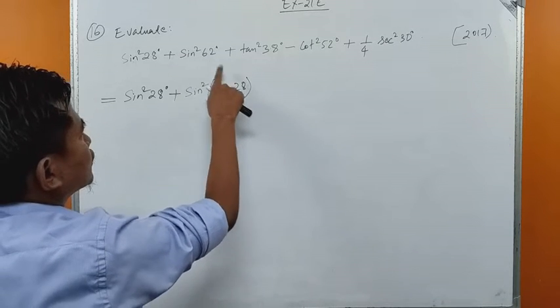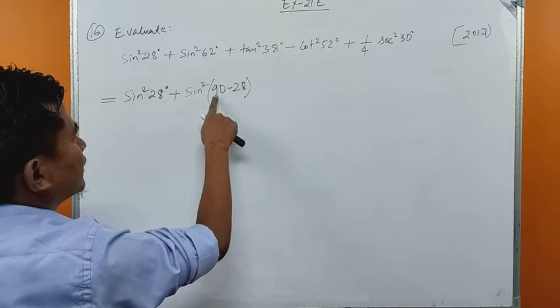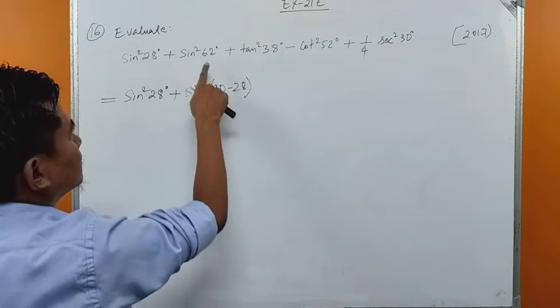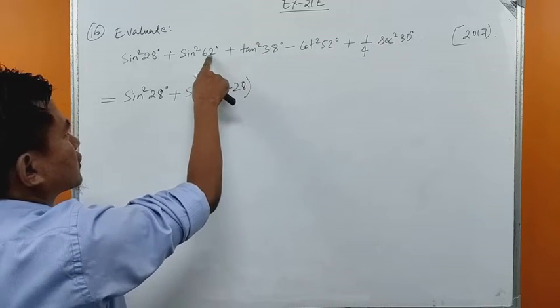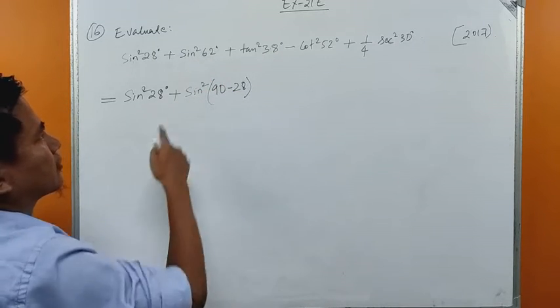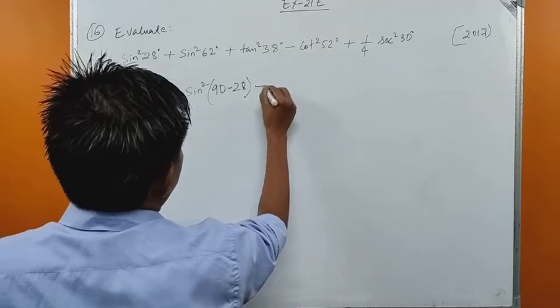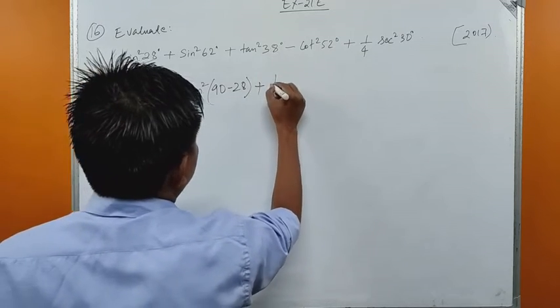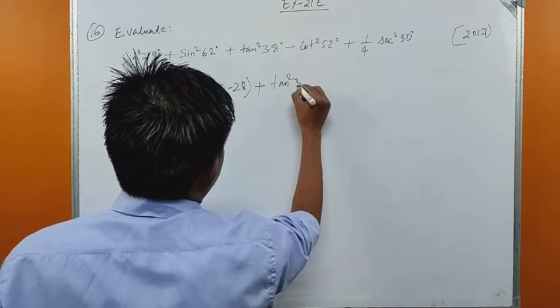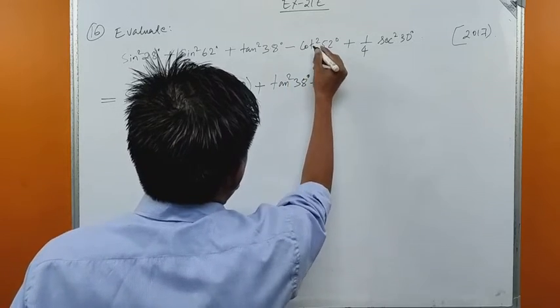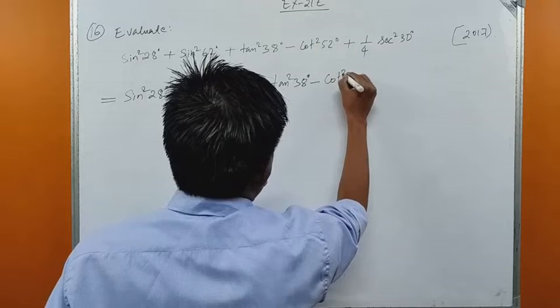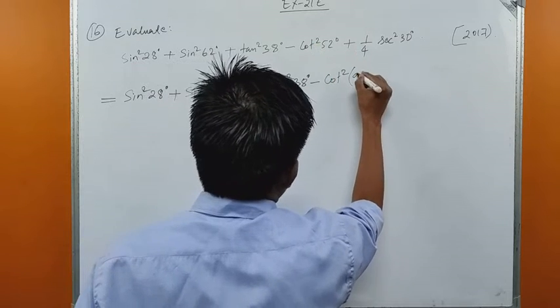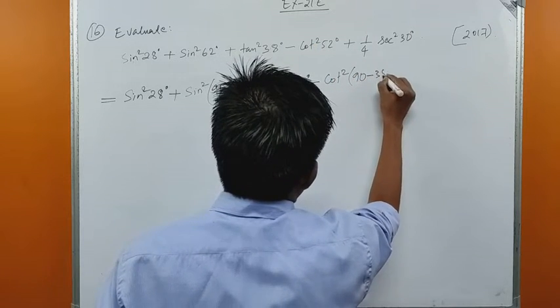10 minus 8 is 2, this becomes 8, 8 minus 2 is 6, means 62 means 90 minus 28. 90 minus 28 gives us 62. Okay, so I copy this as it is, tan square 38 degree minus, now I will change this 52, cot square 52 means 90 minus 38.